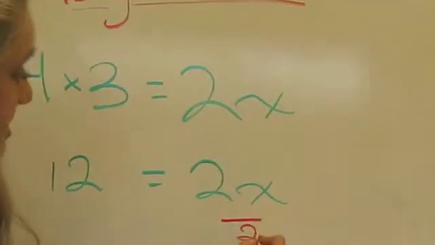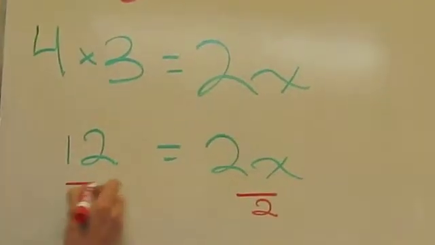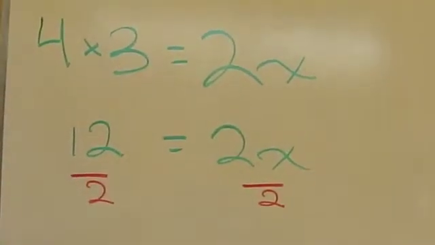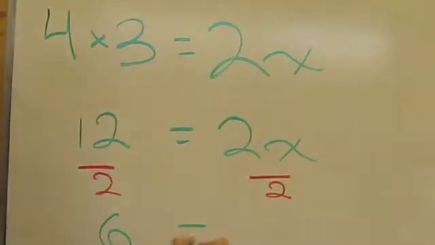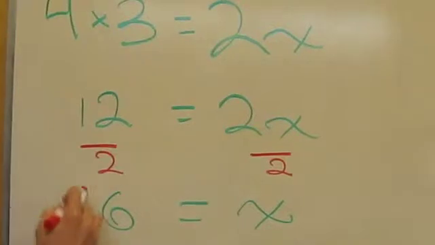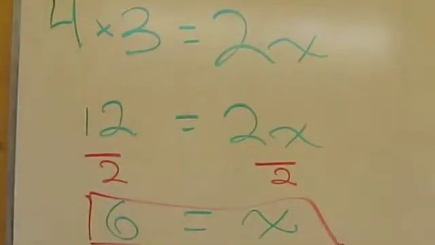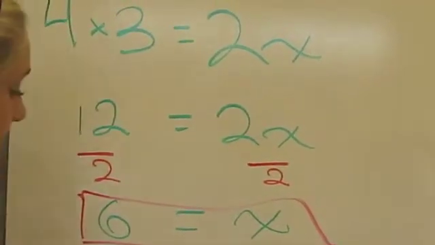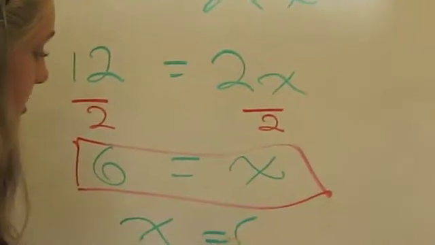Then you're going to isolate the variable again. So once again, it's dividing by 2, so we have to divide this side by 2. 12 divided by 2 is 6, and 2x divided by 2 is x. So that 6 equals x is our answer, and you can also write that as x equals 6.